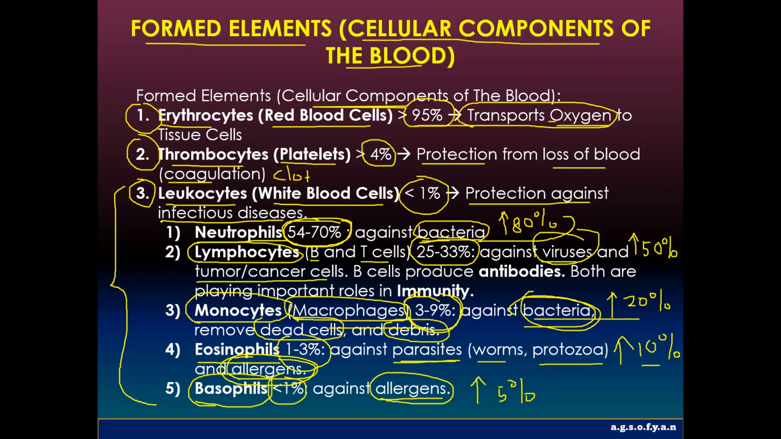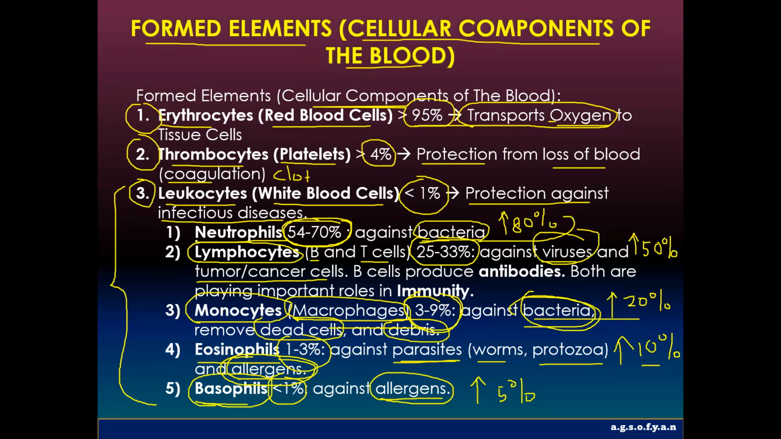So again, these are the types of white blood cell based on abundance. The most abundant one is neutrophil, then lymphocyte, monocyte, eosinophil, and the last one is basophil. The easy way to remember the order is just remembering this mnemonic.